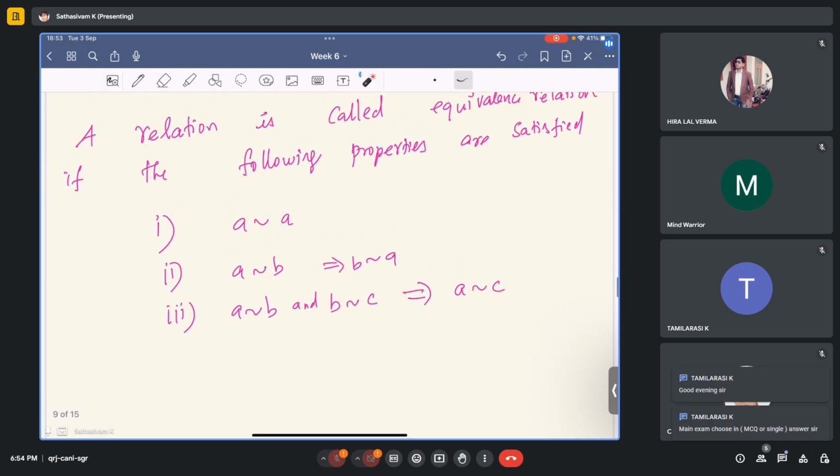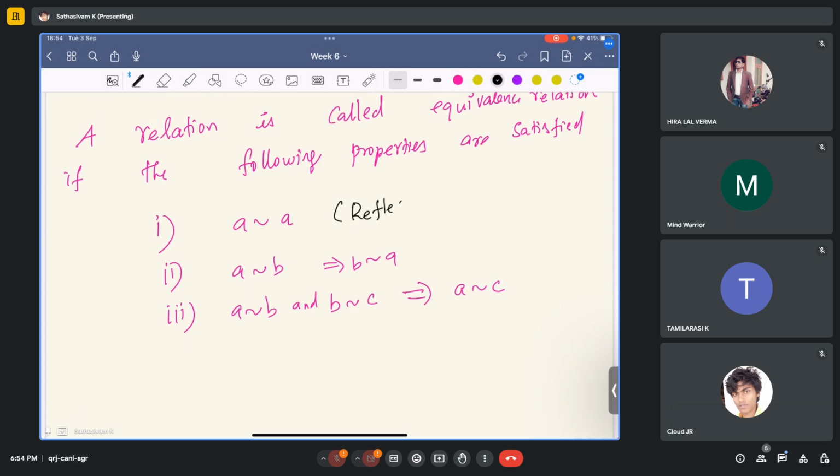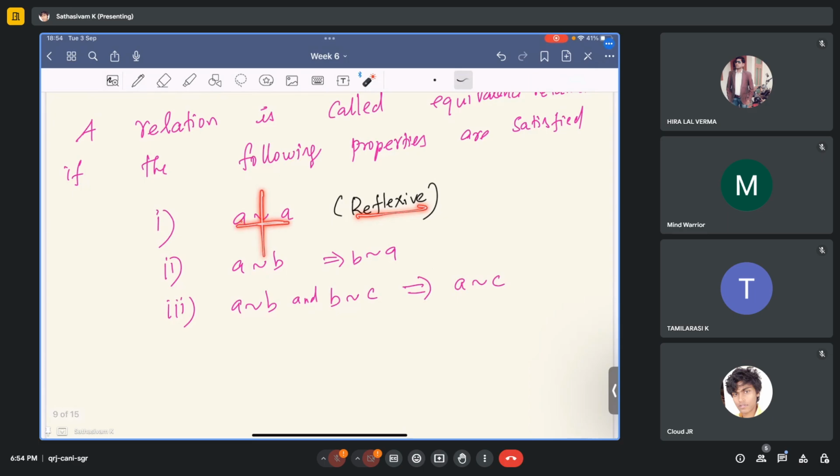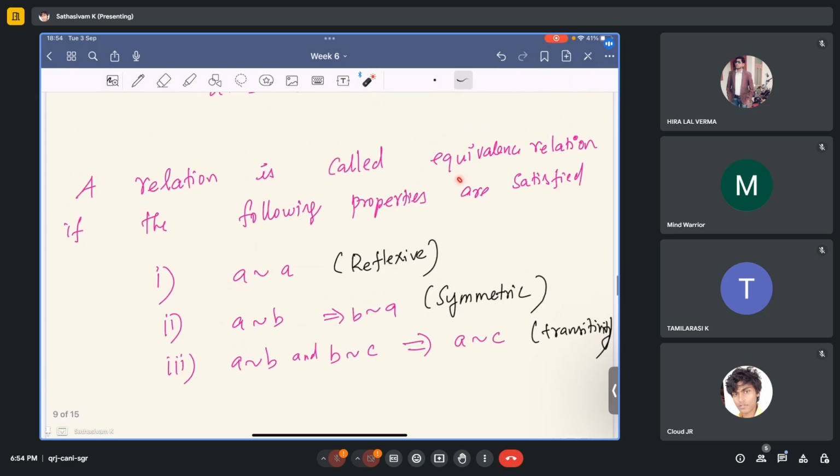This first property is usually called reflexive. You can see this kind of reflecting: it's the same element, so A is again related to A. This one is called symmetric. And this last property is called transitivity. If any relation satisfies these three properties, it is called an equivalence relation. You already know it, but I just recall it.